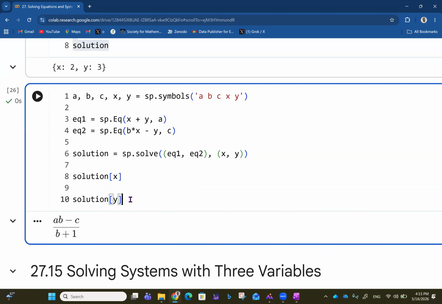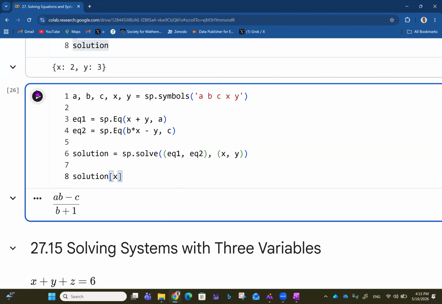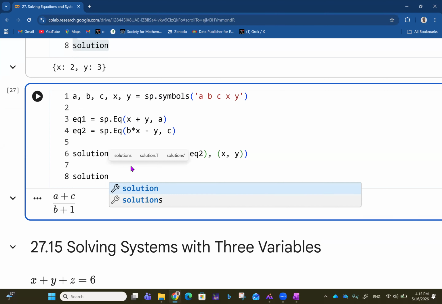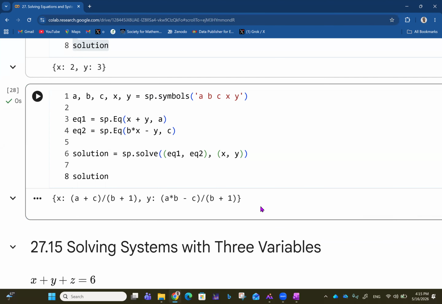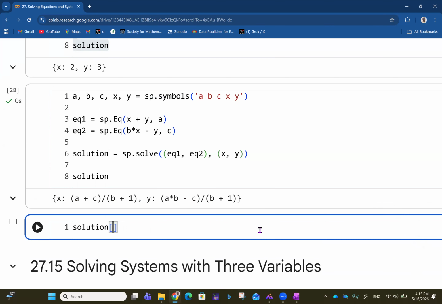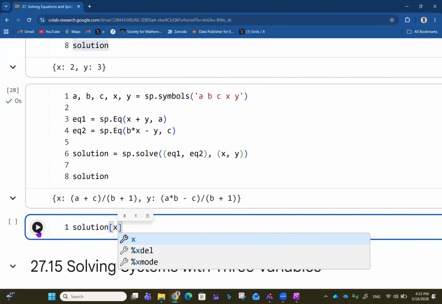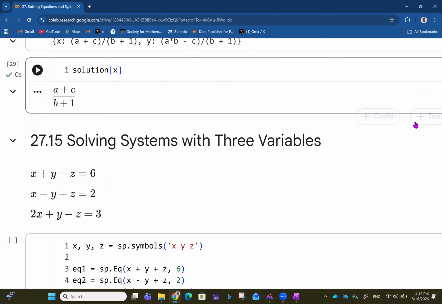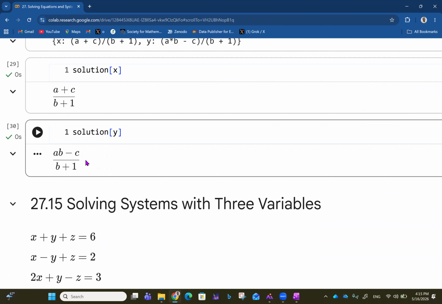Okay, so solution y comes later. So I can separate this. Yeah, this comes out more neatly than if you had it the other way. So it's like that long thing, but you want it neater. So you just do solution x, and you get (a plus c) over (b plus 1), and then we can do solution y. When you separate them like that, the answers are neater than when you have it all bundled up. So you have (a b minus c) all over (b plus 1).